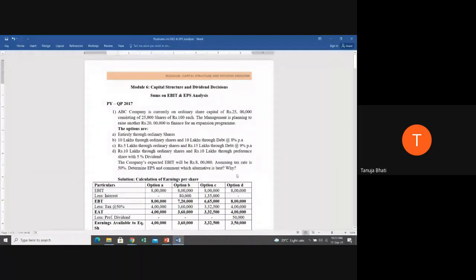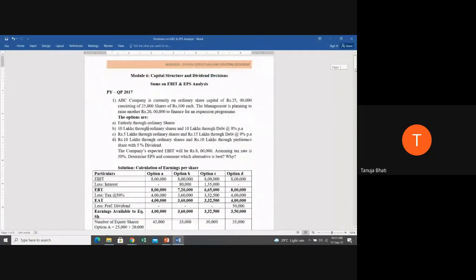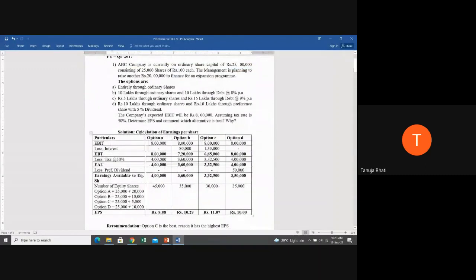So students, when such a problem is given to you, what you have to do is use the EBIT and EPS analysis. For each of the options, you will find the EPS, and under whichever option the EPS is highest, you will go in for that option for raising the finance of rupees 20 lakh. So we have to calculate EPS. How do you calculate EPS, students? You know EBIT, less interest, less tax, less preference dividend, you get earnings available to equity shareholders. Whatever the earnings, you divide it by the number of equity shares, you get your earnings per share.